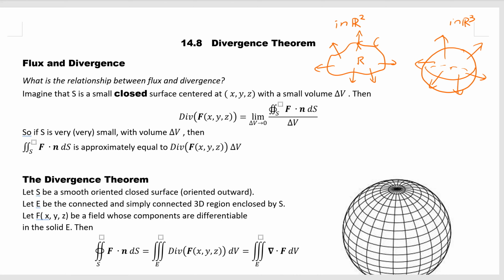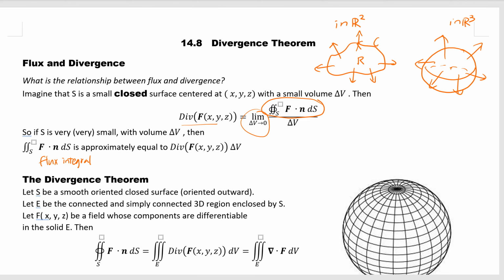Okay, so here, flux and divergence. What is the relationship between flux and divergence? Imagine a small closed surface S centered at the point x, y, z with a small volume change of V. Then the divergence is like the limit, as the change of V goes to 0, of the flux integral over the change of V. If S is very, very small with the volume change of V, then the flux integral is approximately equal to the divergence times the change of V, okay?